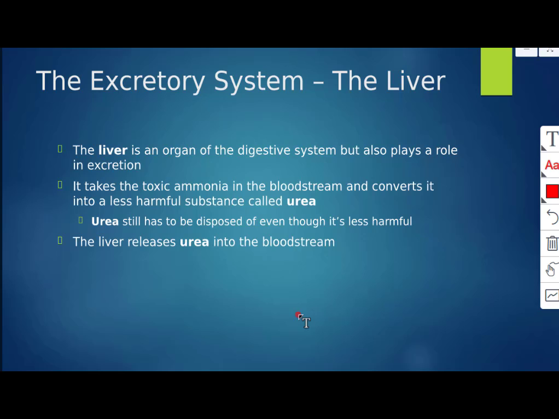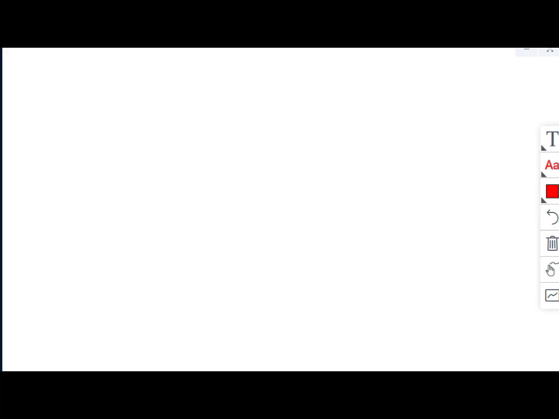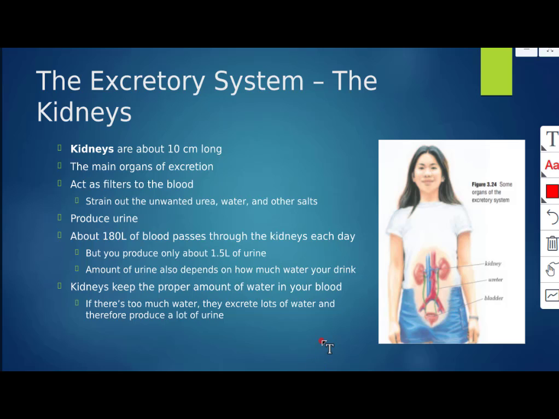Okay, so once that urea is produced, the liver releases it into the bloodstream, and then it needs to be excreted out of the bloodstream. And that's where the kidneys come into play. All right, so here we've got the 2 kidneys in this diagram. They're about 10 centimeters long. Their main function is excretion. What kidneys do is they filter the blood, and they're going to strain out any of that unwanted waste material such as the urea, salts, as well as excess water.